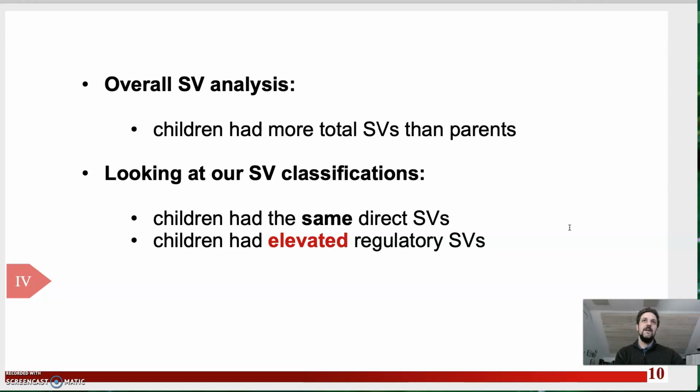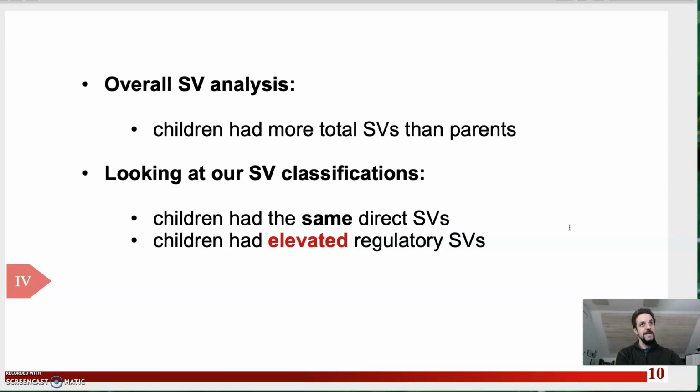Overall, out of our 17 families, the children had more total SVs, which is unusual. But again, they had the defect phenotype and all the parents didn't. When we dove further into it, we found that the children had the same amount of direct SVs. So there was not a lot of direct SV, and this is very rare.